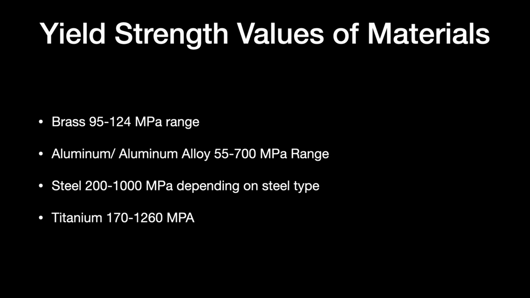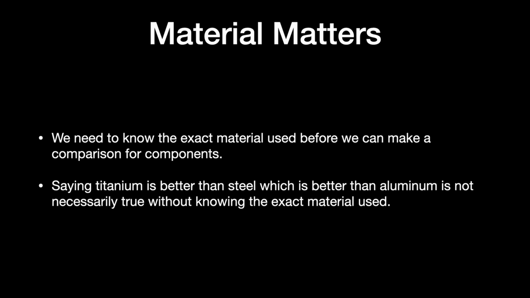In fact, a higher grade steel, let's say it's at 700 megapascals, which is at the higher end of the 200 to 1000 range I listed. Well, a lower grade titanium might be 300 megapascals. That steel is twice as strong as that titanium in resisting bending. So titanium is not always the best choice of material to use.